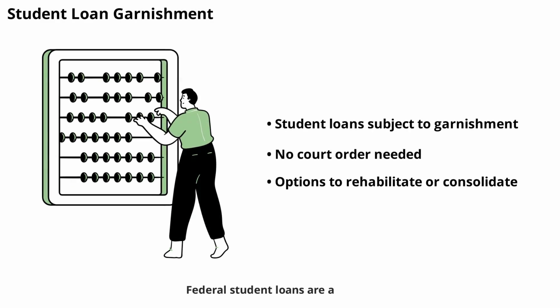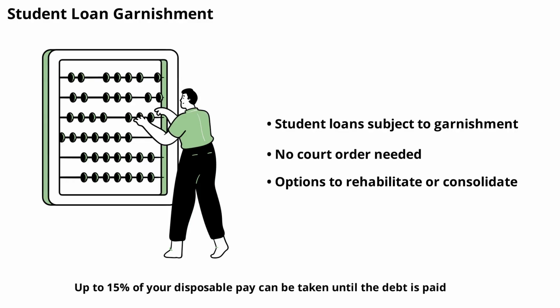Federal student loans are a common source of government debt garnishment. If you default on your student loans, the Department of Education can garnish your wages without a court order. Up to 15% of your disposable pay can be taken until the debt is paid. You'll receive notice before garnishment begins and have the right to request a hearing or set up a repayment plan. Rehabilitation or consolidation options may also be available to stop garnishment.